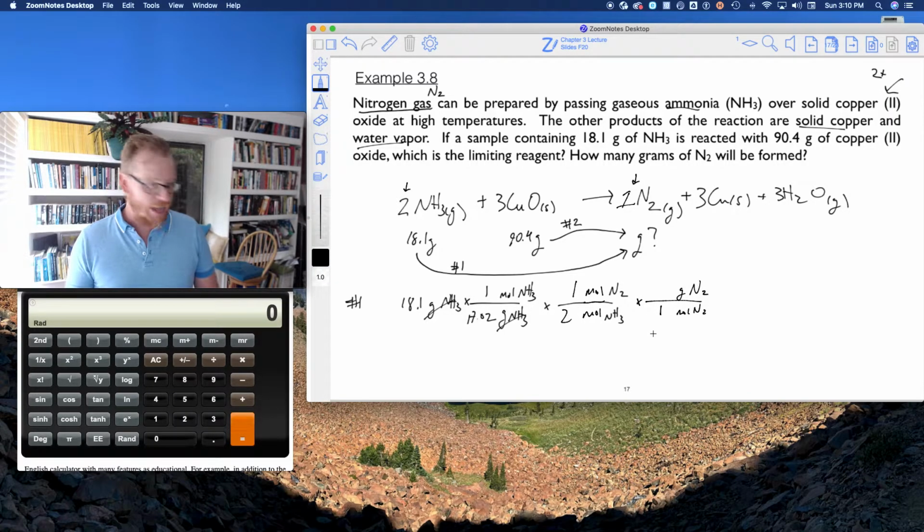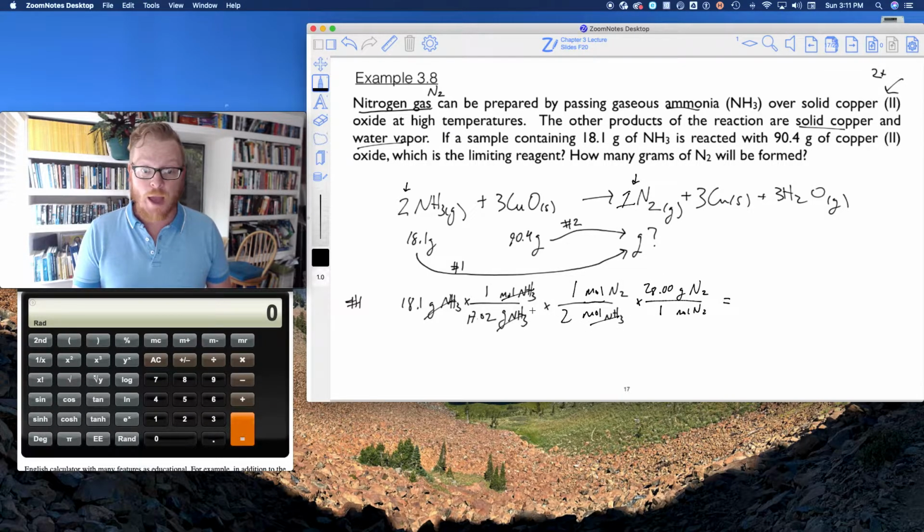And I know from the periodic table, in 1 mole of nitrogen, there's 28.00 grams of nitrogen, because each nitrogen atom is 14 grams per mole. So 2 of them makes 28. Okay. And now let's see how we did on the canceling. Mole of NH3 cancels with mole of NH3. And look, I'm not canceling the number. I'm just canceling the unit. And then mole of N2 cancels with mole of N2. And then what I'm left with in this answer will be some grams of N2.